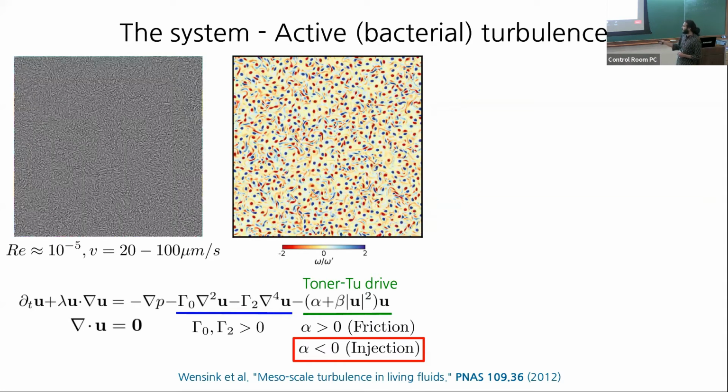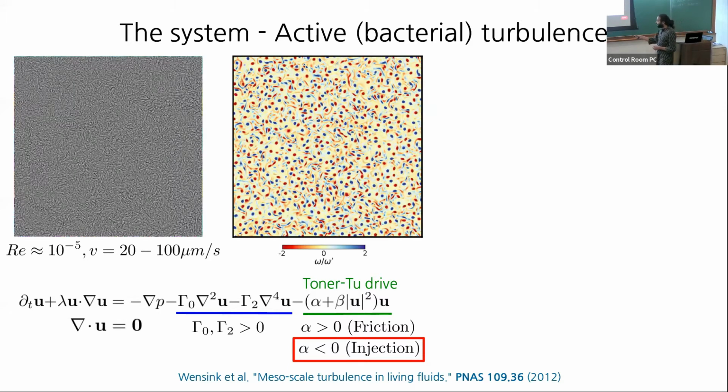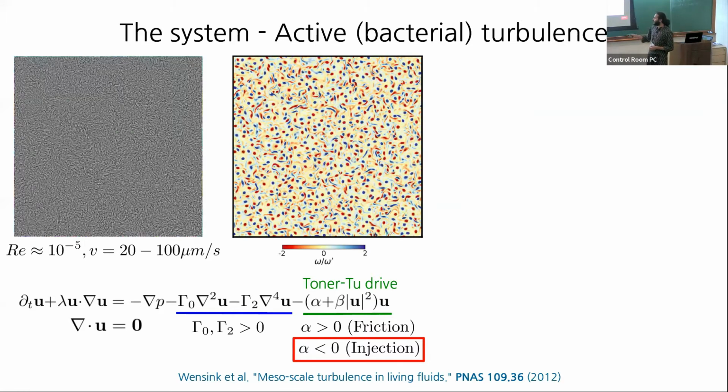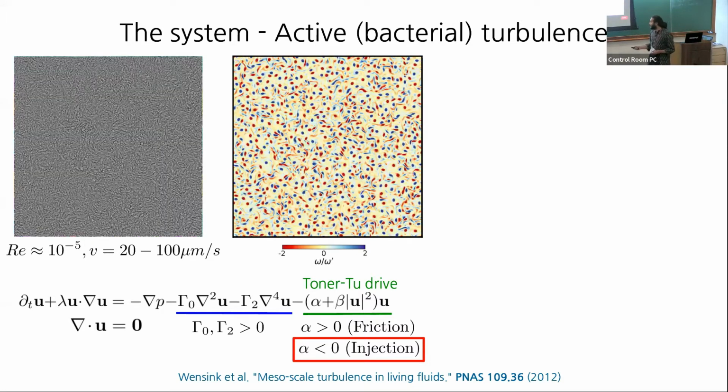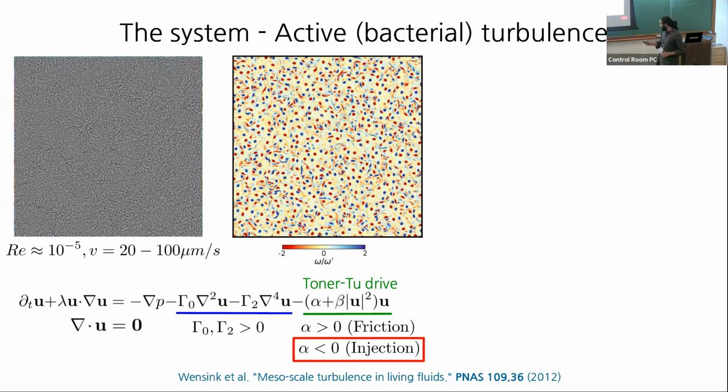And you have an equivalent term, also called the Toner-Tu drive, which adds, you can basically add friction to the system, you can inject energy. And the last term here, beta, will always sort of stabilize the system. So for the purpose of our talk, the main parameter will be alpha. So I'm just going to maybe focus on that.